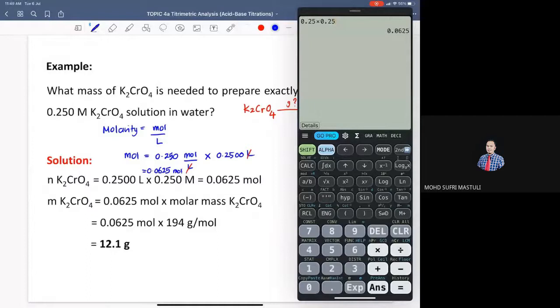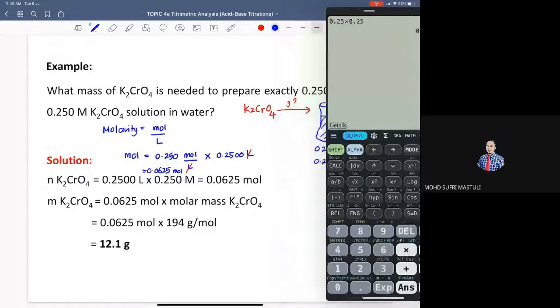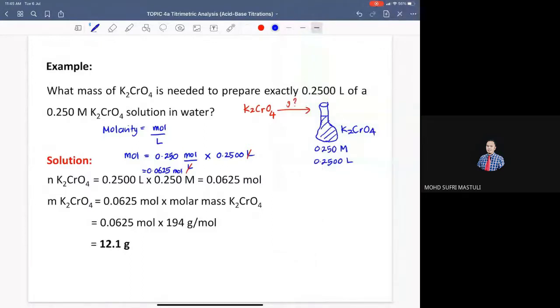Okay, you know the number of moles for K2CrO4 in the prepared solution. From the mole number, you can calculate the mass because mole is mass over molar mass. So in order to calculate the mass, the 0.0625 mole should be multiplied by the molecular mass of K2CrO4. You can use your periodic table, but I just use what is given in the answer, 194 gram mole minus 1, so you can cancel the unit mole with the mole.